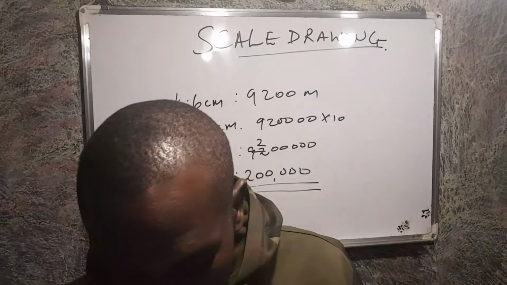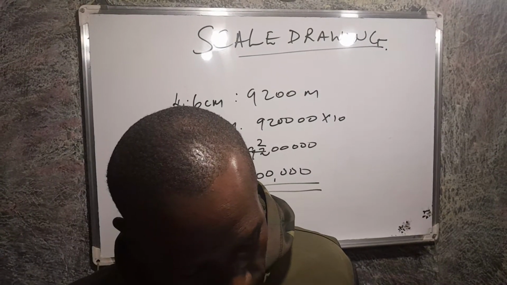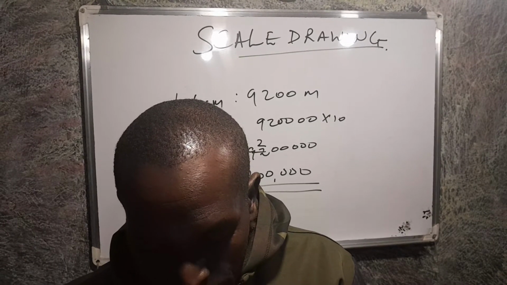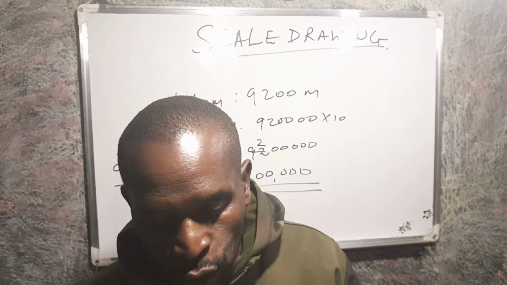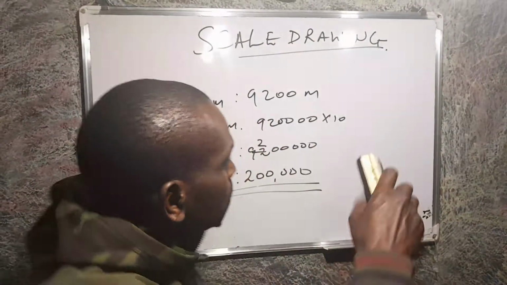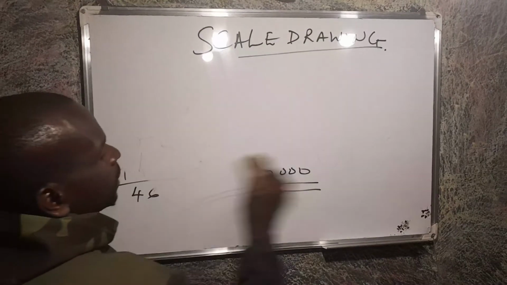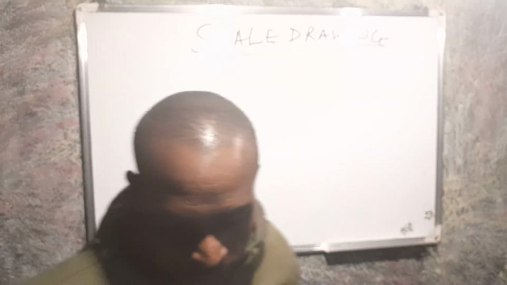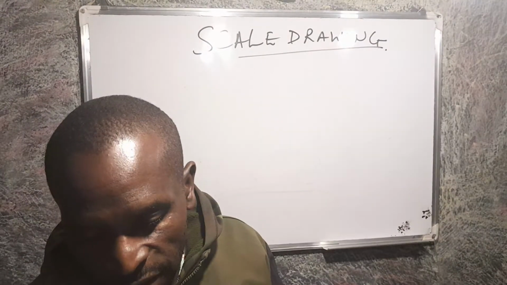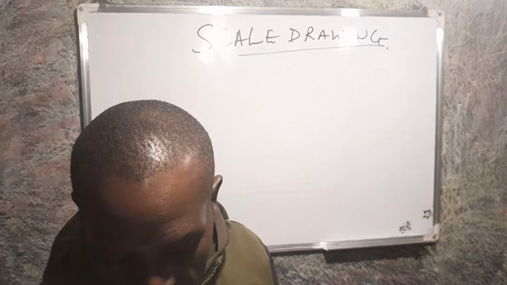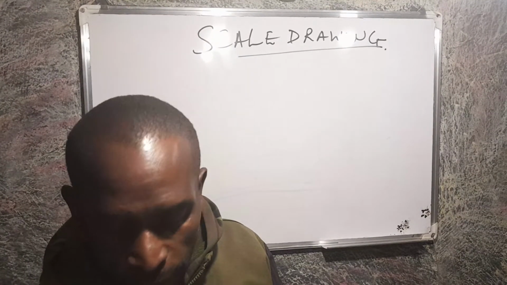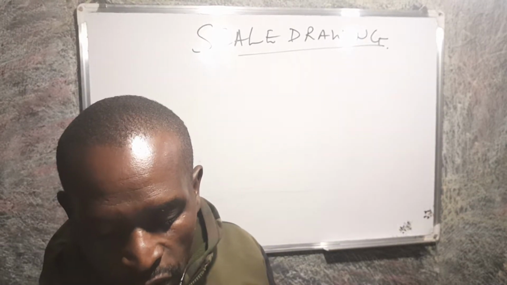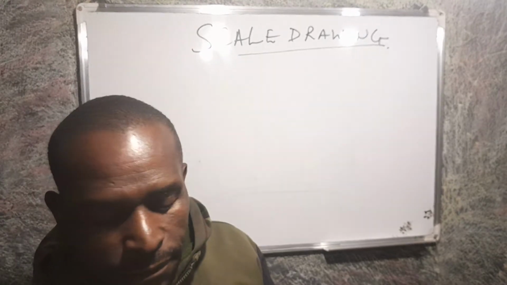Another area is where the scale is given. A map is drawn on the scale 1 to 20,000. What is the distance in kilometers of a road which is 25 centimeters on the map?